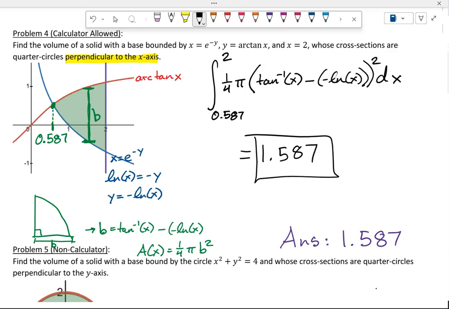All right. So the top equation is our arctangent. The bottom equation is x equals e to the negative y, but we are in terms of x. So you have to solve, and y equals negative natural log of x. So that's your bottom, top minus bottom. We do have to calculate that one intersection point, that's 0.587. The right-hand side is 2. And then our equation is 1/4 pi b squared.